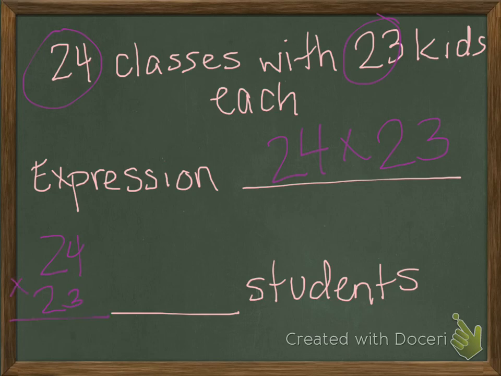So first, 3 times 4 is 12, carry the 1. 3 times 2 is 6, plus 1 is 7. 2 times 4, put your 0, is 8. 2 times 2 is 4, and then add them together. 2 plus 0 is 2. 7 plus 8 is 15. Carry the 1. 1 plus 4 is 5. So your answer is 552 students.